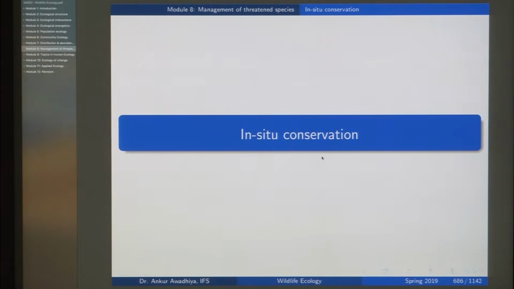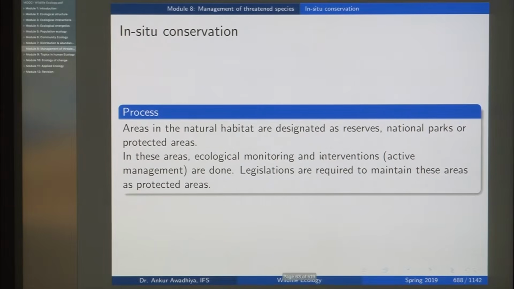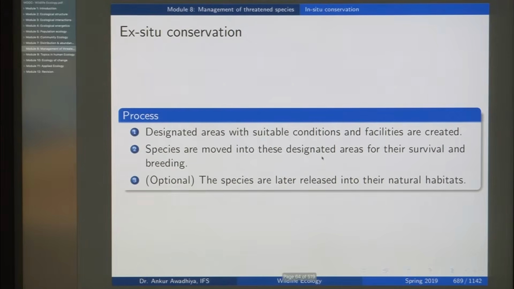Next we looked at in situ and ex situ conservation. So, in situ conservation is conservation that is on the site or within the natural habitat, and ex situ conservation is conservation that is off the site or outside the natural habitat. Now, in the case of in situ conservation, you are conserving in the area, so you designate areas as reserves, national parks or protected areas, and then you perform monitoring and interventions in this area and do some legislations to maintain these areas as protected areas.